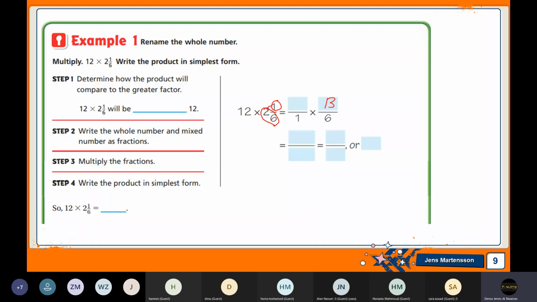Good job. So here, as you noticed, we have a whole number and we have a mixed fraction. Whole times mixed. Both of them, you have to rewrite as a fraction in order to multiply.